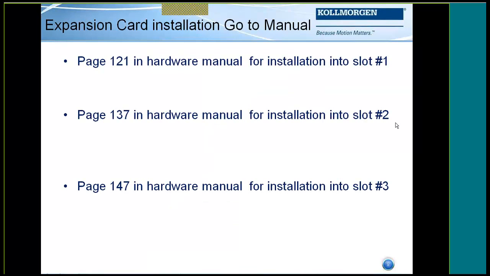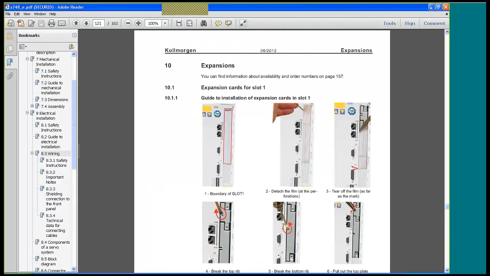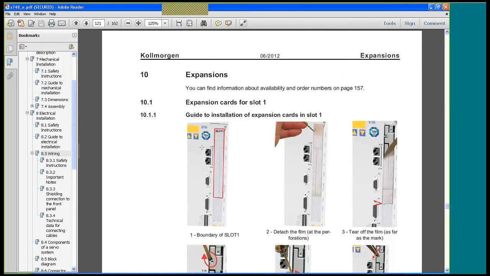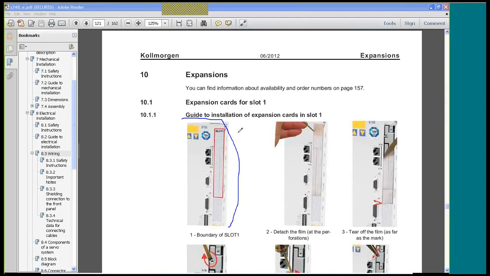Okay, so page 121 in the hardware manual, you will see in front of you here, expansion cards for slot 1. So the first drawing here shows slot 1 in the upper position of this overlay. This is the front of the drive, and it actually is labeled slot 1 right on the front of the drive, and it's shown here in this red box, the actual position the card would be installed in.